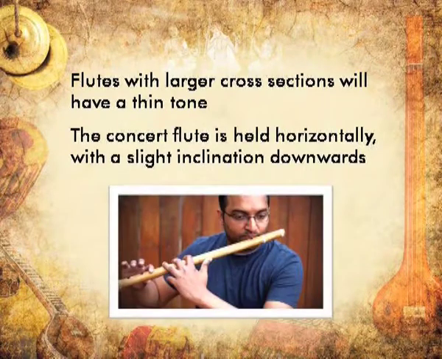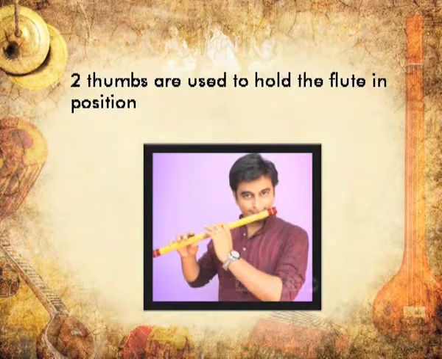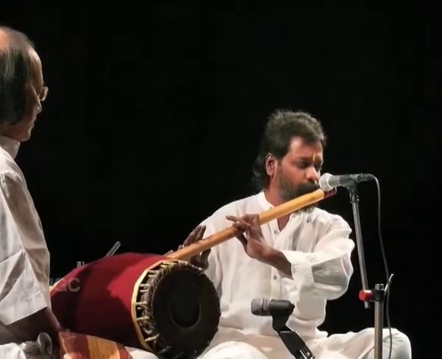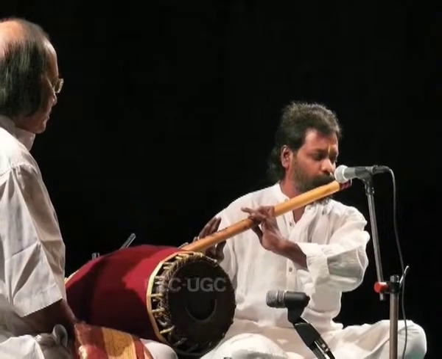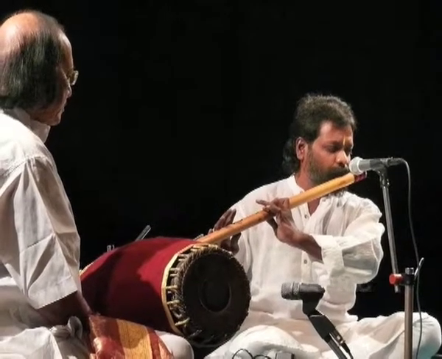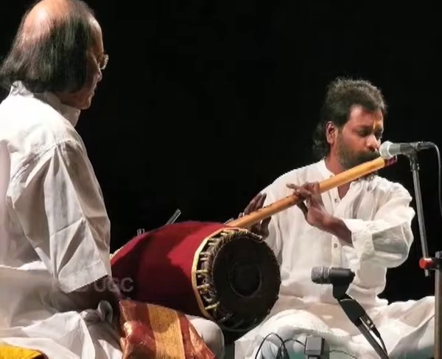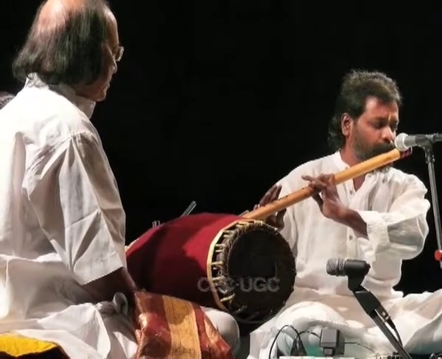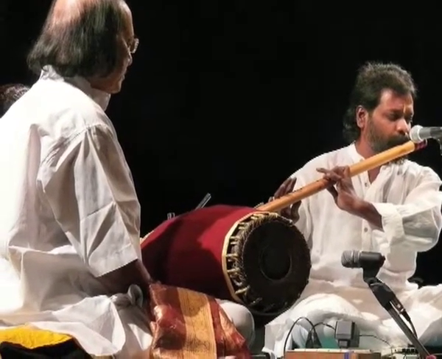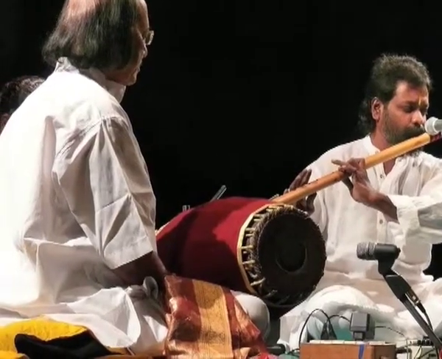The concert flute made of bamboo is held horizontally with a slight inclination downwards. The two thumbs are used to hold the flute in position. 3 fingers of the left hand, excluding thumb and the little finger, and 4 fingers of the right hand, excluding thumb, are used for playing on the 7 finger holes.